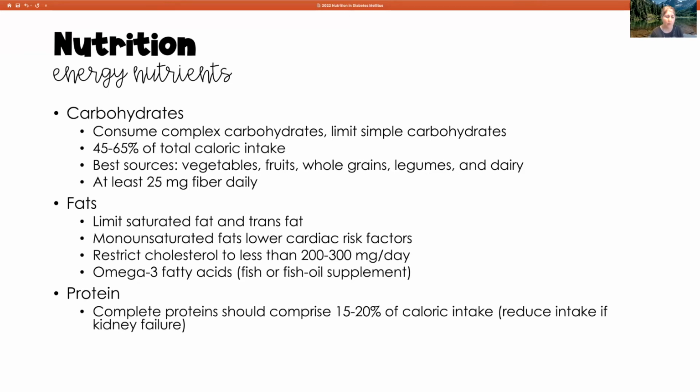For protein, we want complete proteins, and those should comprise 15 to 20% of caloric intake. Now, if your client is already experiencing some of that diabetic nephropathy, so the kidneys have been affected, then we might need to reduce that protein intake if you have any degree of kidney disorder or failure. However, without kidney involvement, then around 15 to 20% of caloric intake should come from proteins. So the majority of this diet is coming from carbohydrates, in particular complex carbohydrates.